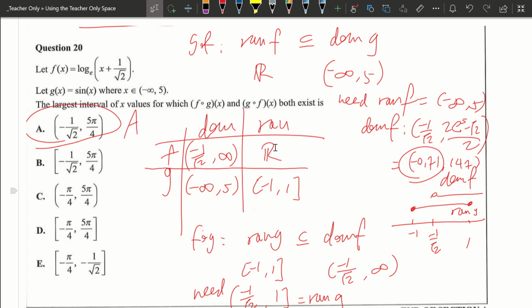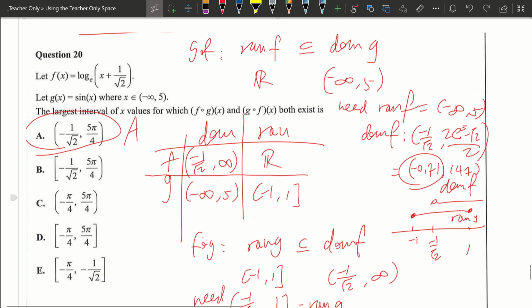And if you really want, you can check this with your calculator. But really, you can also think of this as a transformation. The plus 1 over root 2 is a translation to the left. It doesn't affect the range. And then you have the domain of G, which is given to you, and you can graph this or just visualize this in your head. And the range is -1 to 1 inclusive.